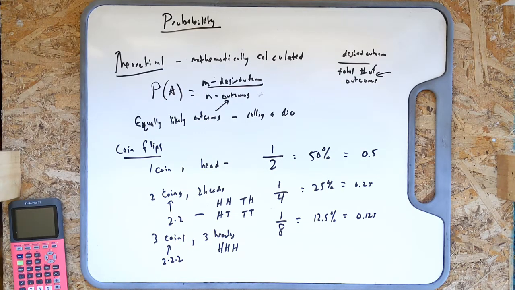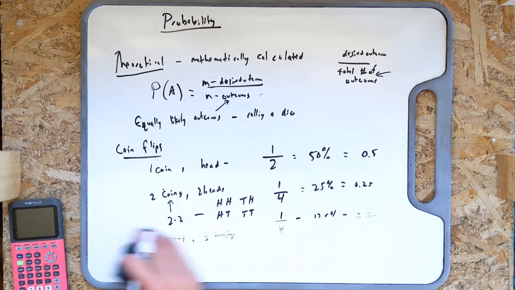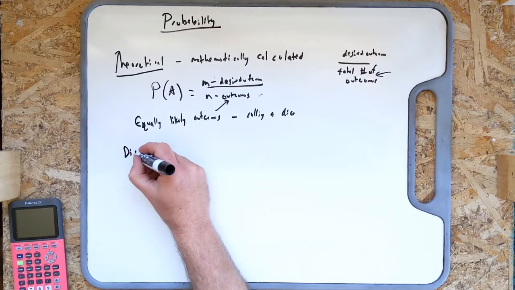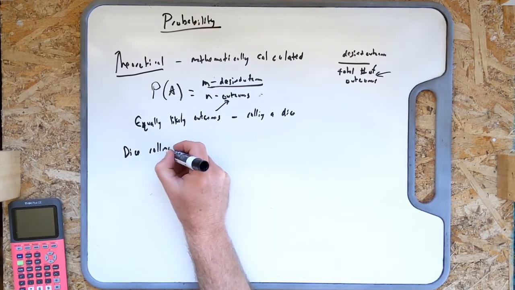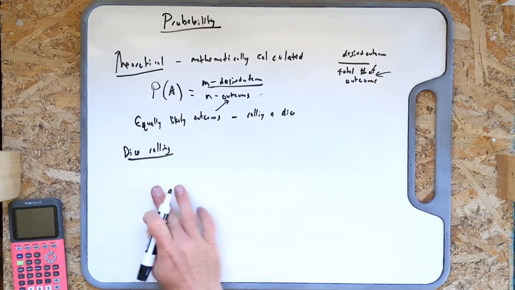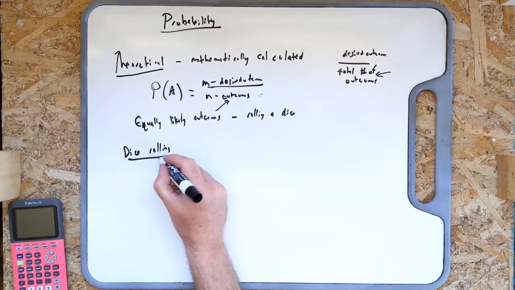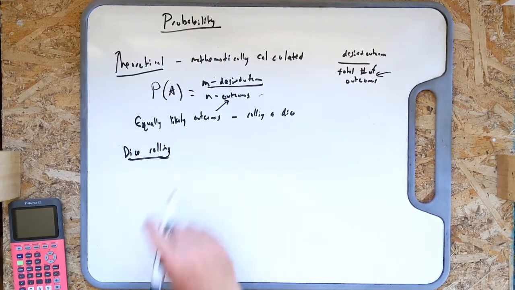That's the difference between experimental and theoretical. Okay, now we're going to do dice. Dice rolling. By the way, the reason these are simple ideas or simple ways of doing this is it's really hard. There aren't that many things that you can come up with that actually have equally likely outcomes.